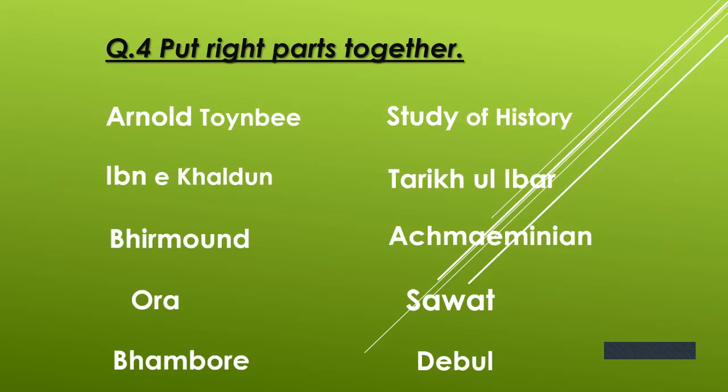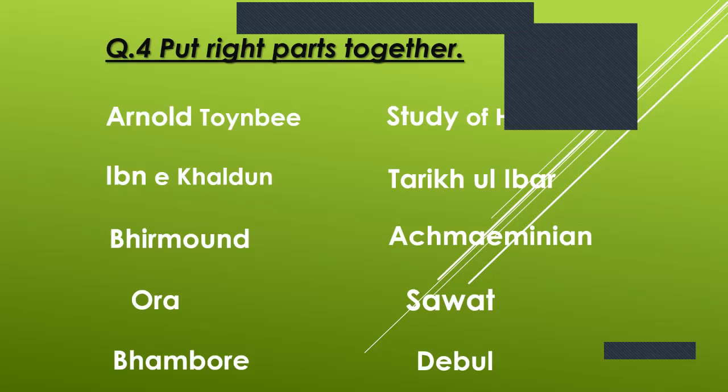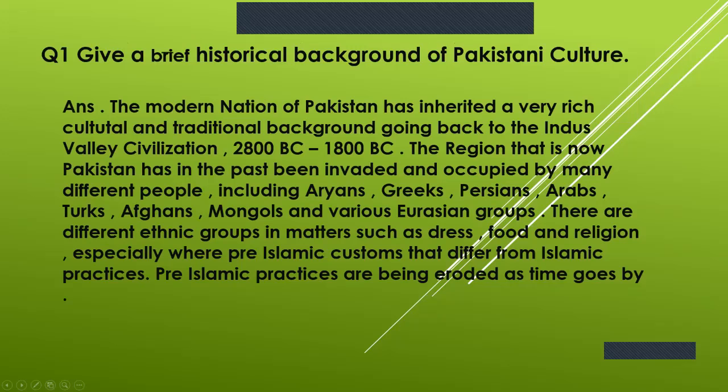Now, short questions. During the chapter, we have discussed all these short questions. Give a brief historical background of Pakistan culture. We discuss in detail Pakistan culture. And you will write the first question, short question from this chapter. Give a brief historical background of Pakistan culture. Answer is given here, and also we have discussed in detail. This is the answer.